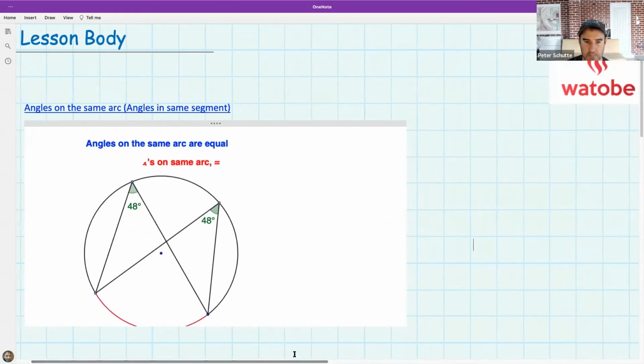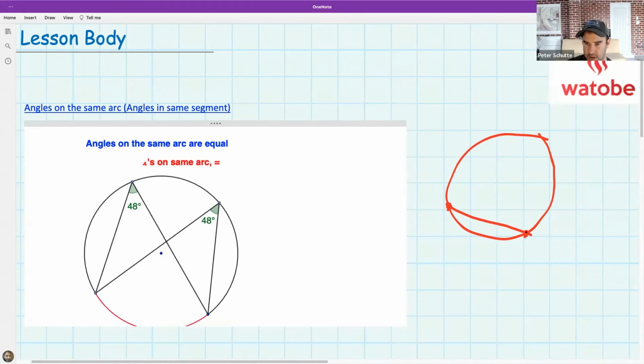So right at the very beginning of this series, we spoke about the word segment. If I take a chord, now I know I'm using lots of fancy words, a line from one point on the circumference to another is called a chord, and it divides up a circle into what's called the major segment and the minor segment. Okay, it's not too important right now, but we've done that vocab before.